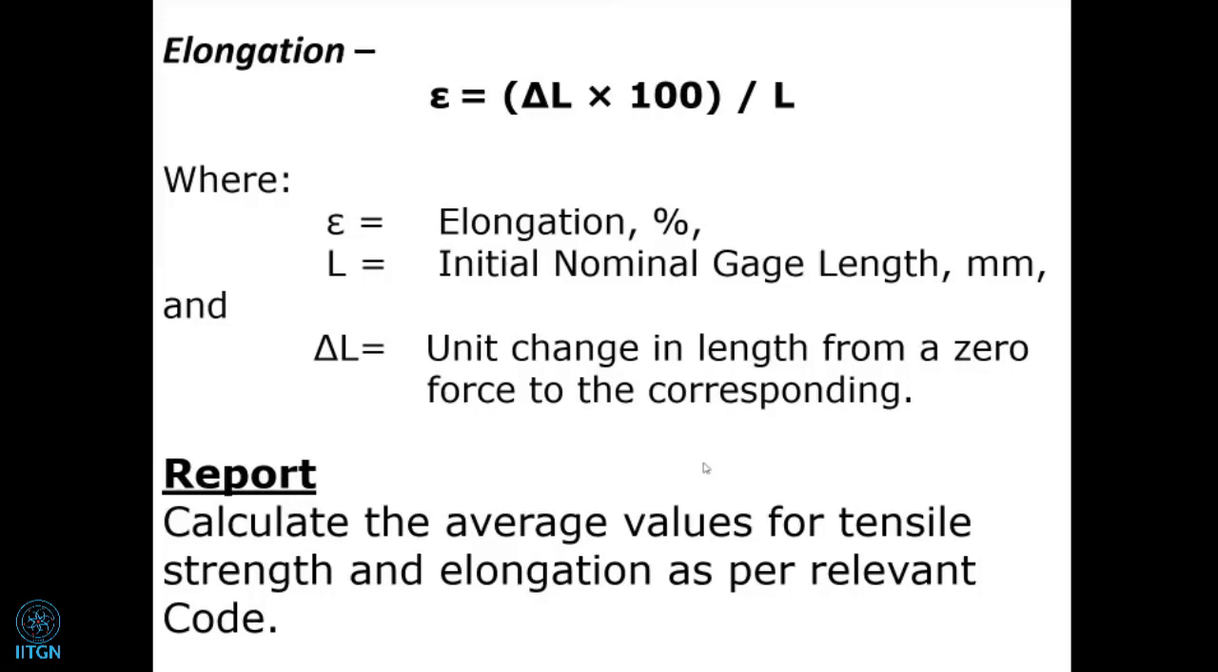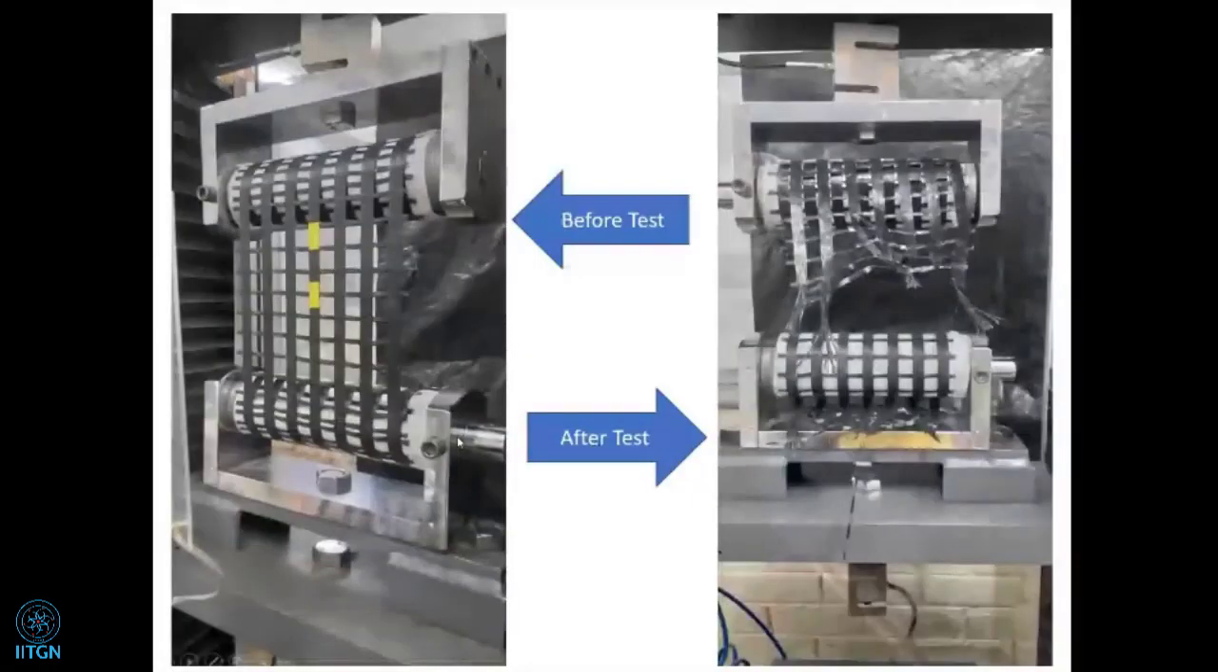Now, the reporting part, as I have told you: the average value of tensile strength. In this case, the minimum number of samples is 6. So we have to calculate the average of the 6 tensile strength values received from different samples. And elongation, as per the relevant code, we have to mention in the test reports. These are the photographs before the test and after breaking the sample. These are the actual photographs taken in our laboratory.